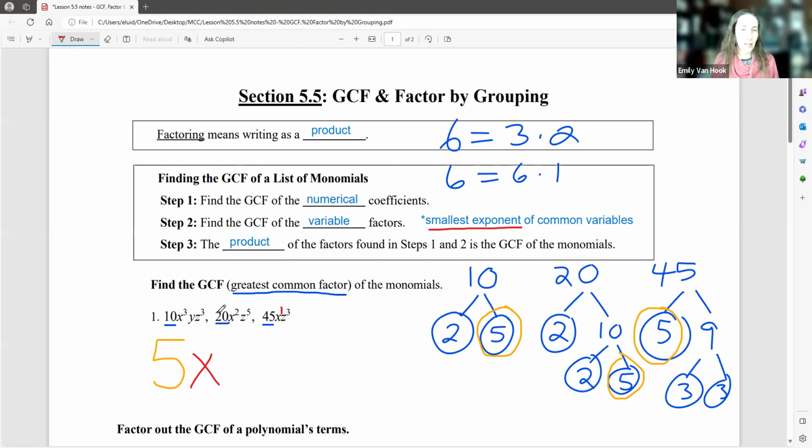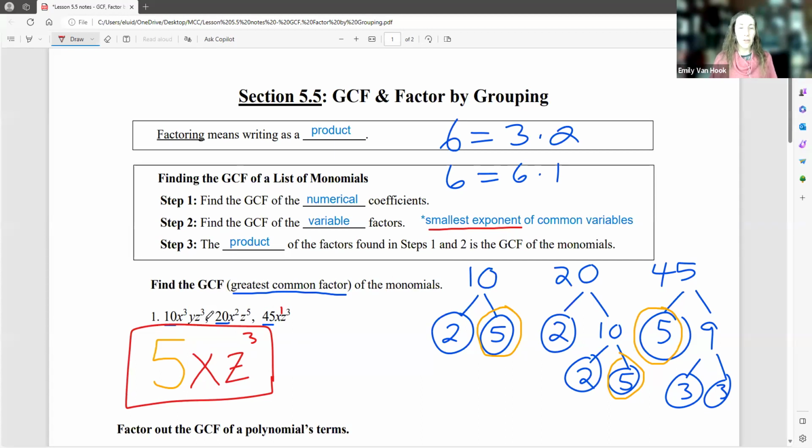And then that brings us to the z. It looks like we have z to the third, z to the fifth, and then another z to the third. So again, taking the smallest exponents, we have 3, 5, and 3. So I guess that would mean 3 would be our smallest exponent. So we would write z to the third. So there's our final answer. That would be our GCF of those three monomials, 5x z to the third.